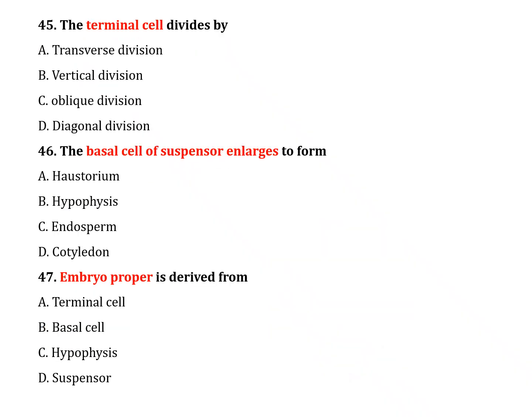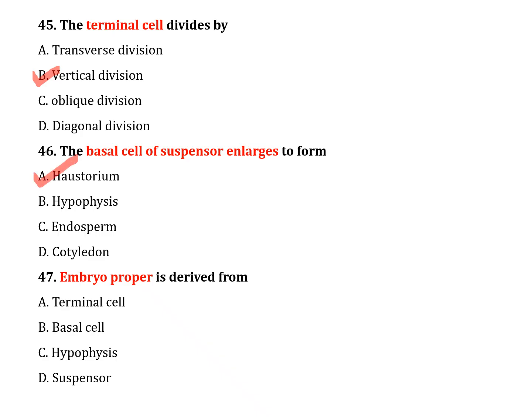The next question, number 45. The terminal cell divides by: option A, transverse division. Option B, vertical division. Option C, oblique division. Option D, diagonal division. Correct answer is option B, vertical division. The next question, number 46. The basal cell of suspensor enlarges to form: option A, haustorium. Option B, hypophysis. Option C, endosperm. Option D, cotyledon. Correct answer is option A, haustorium.